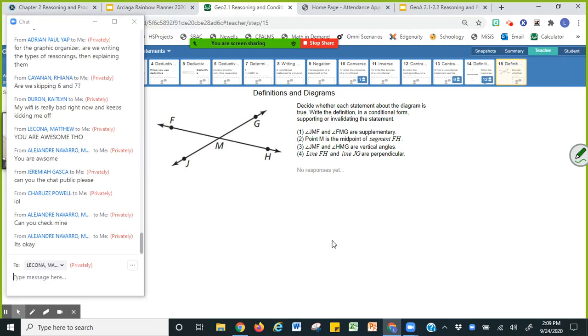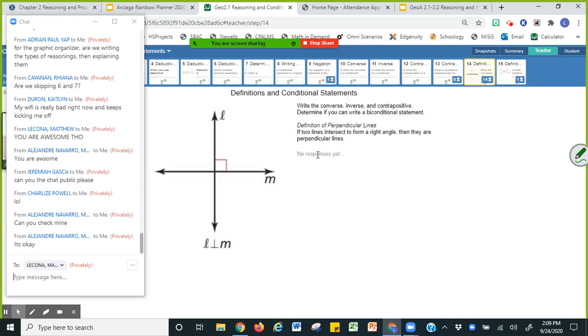So, for number 14, you will write down the converse, inverse, and contrapositive of this definition. So you will be writing three conditional statements. And if they're both true, you have to write a biconditional. Yeah?